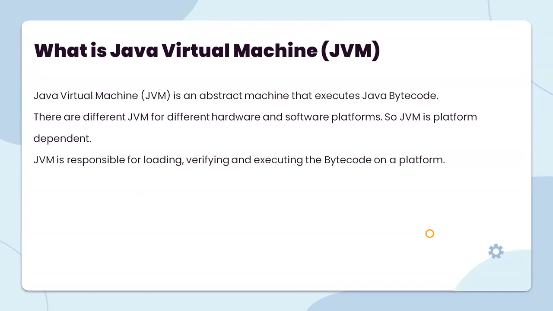but the Java program is platform independent. Why? JVM is responsible for loading, verifying and executing the bytecode on the platform. In the system, you have Java installed with the JVM, and you give the bytecode, then the bytecode will run. That bytecode can be generated anywhere. It's not mandatory to generate the bytecode on Windows to run it on Windows. No. Java means write once, run anywhere.